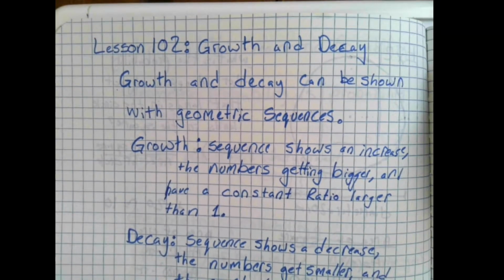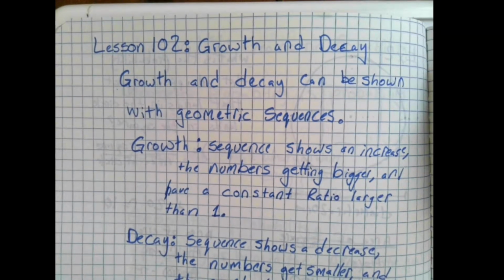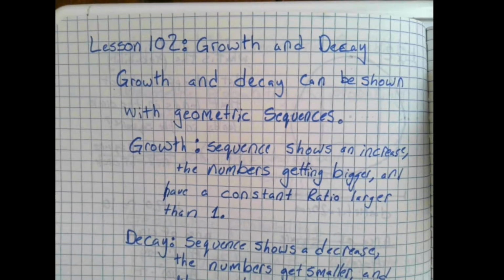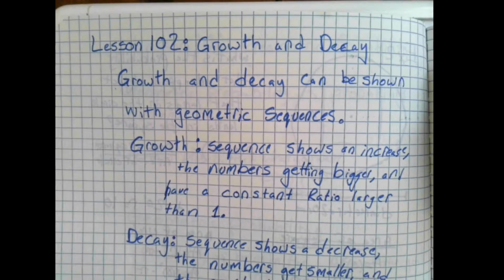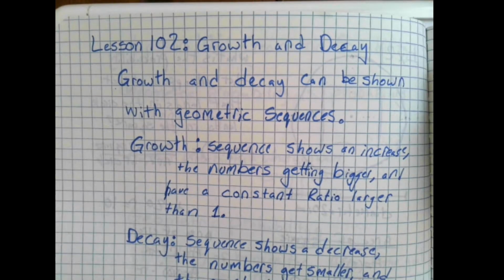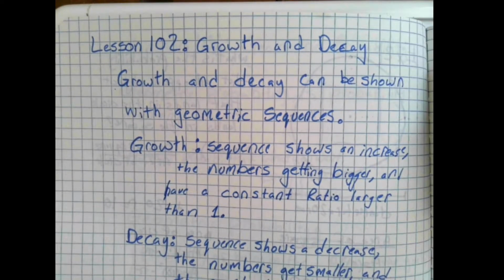Welcome to Saxon Math Course 3, Lesson 102, which is about growth and decay. Growth and decay are real-life concepts that can be shown with geometric sequences. Growth would be a sequence that shows an increase.